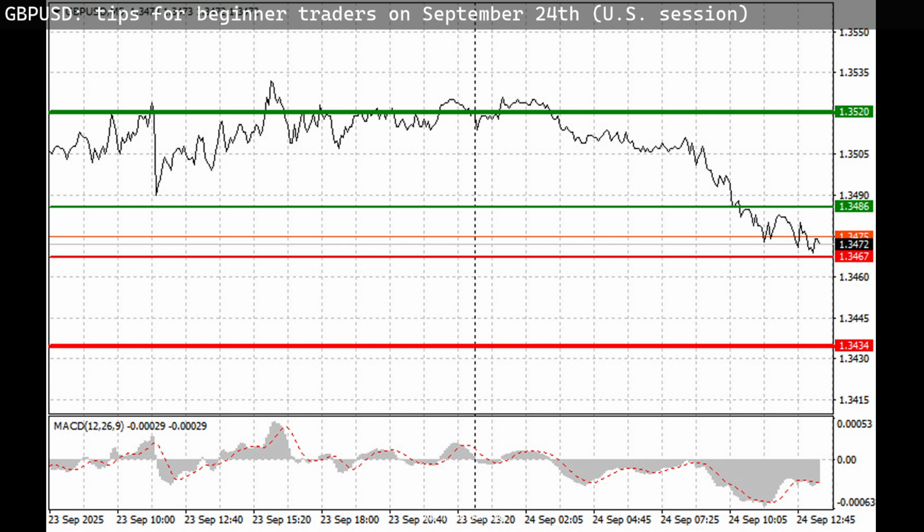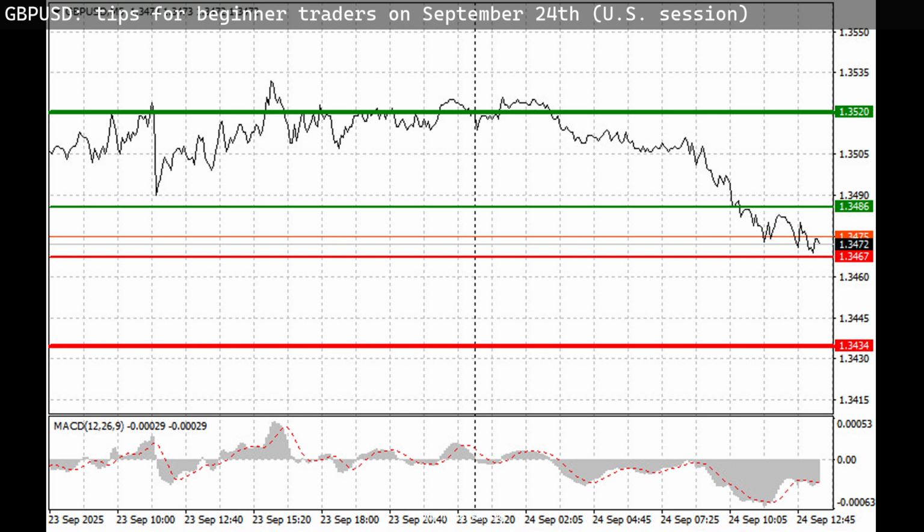Important: beginner Forex traders must be very cautious when making entry decisions. Before the release of major fundamental reports, it is best to stay out of the market to avoid sharp swings in price. If you decide to trade during news releases, always place stop orders to minimize losses. Without stop orders, you can quickly lose your entire deposit, especially if you ignore money management and trade with large volumes. To remember, successful trading requires a clear trading plan, like the one I have outlined above.